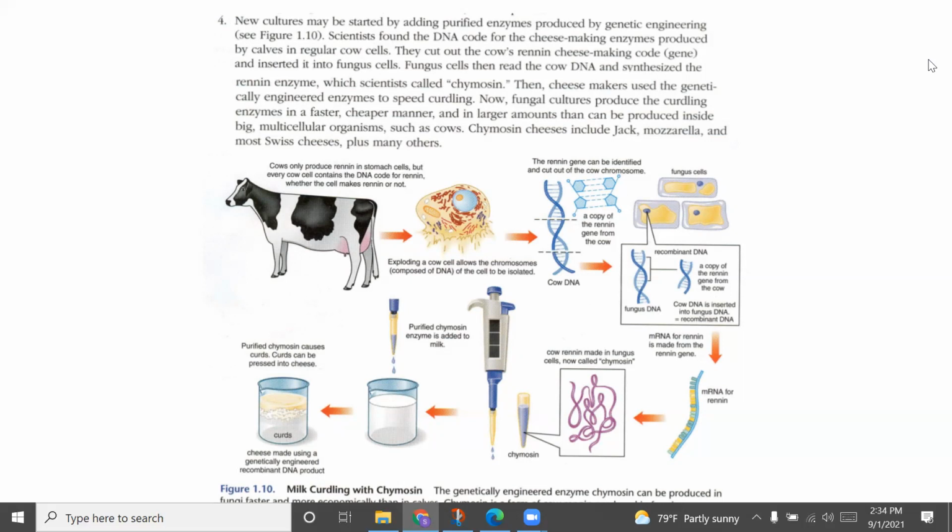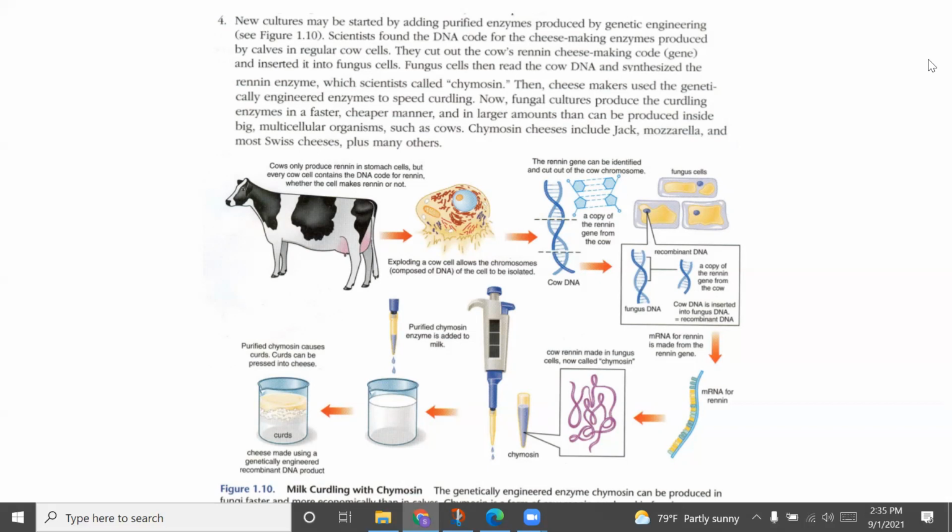So instead of having to take a bunch of cow stomachs, we took one cow stomach. Now we have the DNA, and in a lab, we can mass produce the enzyme using fungus. Because nobody really cares about killing fungus, right? But killing baby cows is a different story. Also, this is more efficient, right? A fungus is going to create this enzyme way more efficiently, and it's going to cost a lot less money than getting a stomach from a cow.